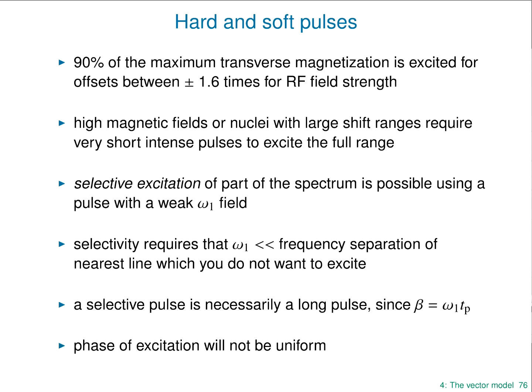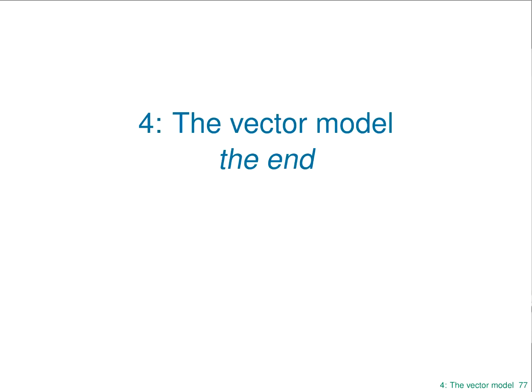But one of the problems with selective pulses is that they don't generate uniform X or Y magnetization across their bandwidth. If you look at those plots, you'll see that the X and Y magnetization changes quite rapidly across the excitation window, and that can be a problem in some experiments. And there are a whole range of more sophisticated selective excitation techniques designed to get round that. And that really brings us to the end of our discussion of the vector model.